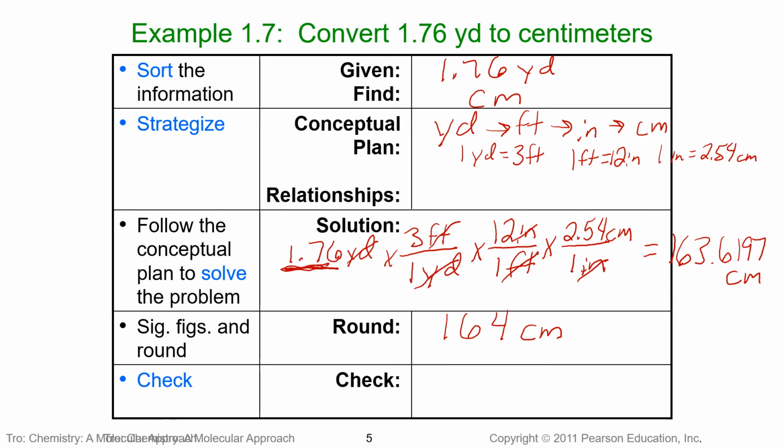And then we want to check. So a yard is approximately, not exactly, but approximately a meter. So if we had 1.76 yards, we'd have about 1.64 meters. If we convert that to centimeters, this does make sense. The units are correct. The number makes sense. So we've done a good job with this problem.